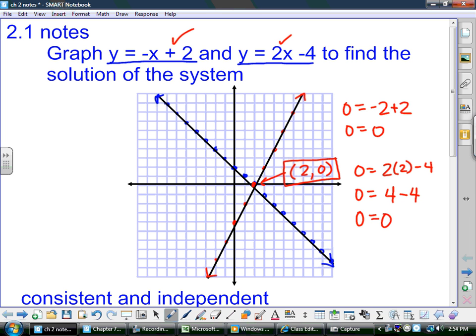This sort of system that has one solution, 2, 0, is called consistent and independent. We're used to just saying it has one solution. When an equation has one solution, the two lines are going to cross somewhere. And wherever they cross is that one solution.